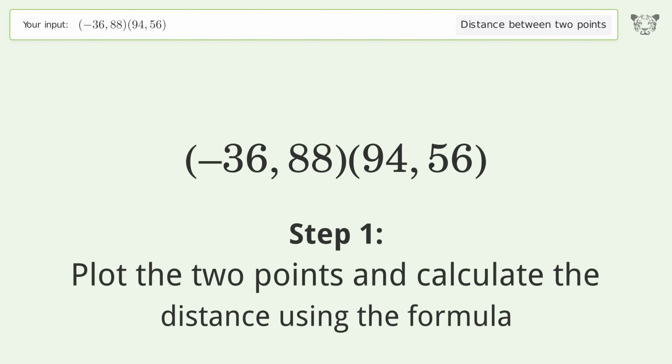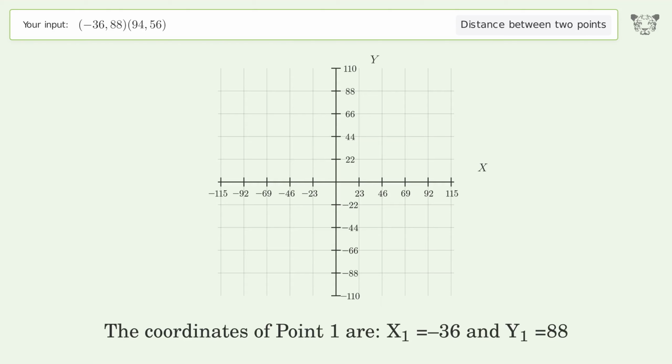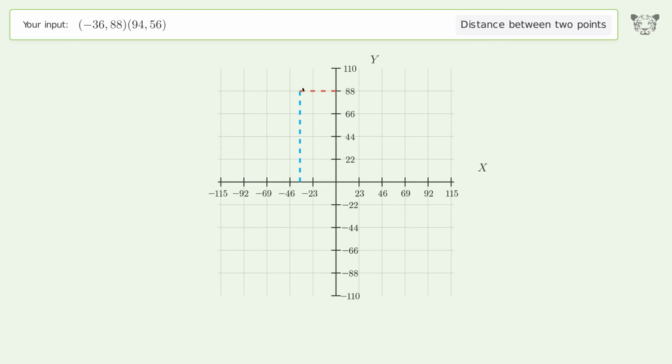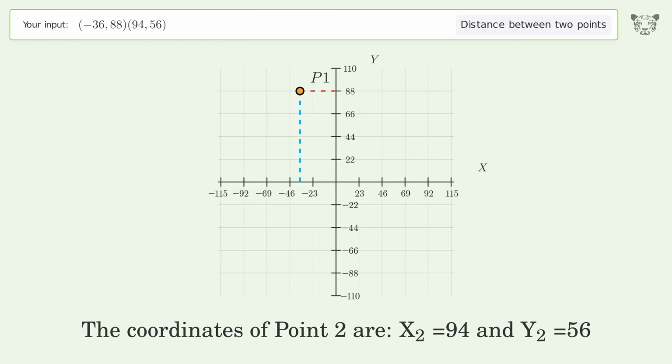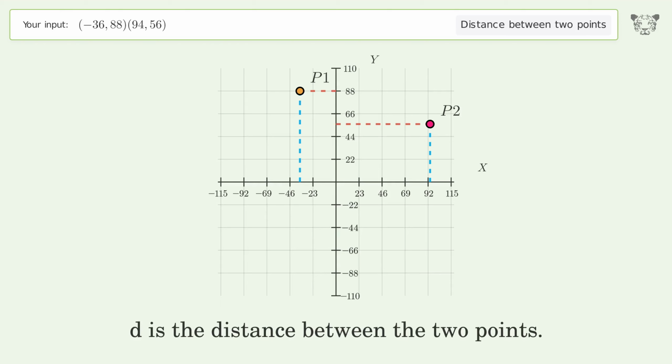Plot the 2 points and calculate the distance using the formula. The coordinates of point 1 are x1 equals -36 and y1 equals 88. The coordinates of point 2 are x2 equals 94 and y2 equals 56. D is the distance between the 2 points.